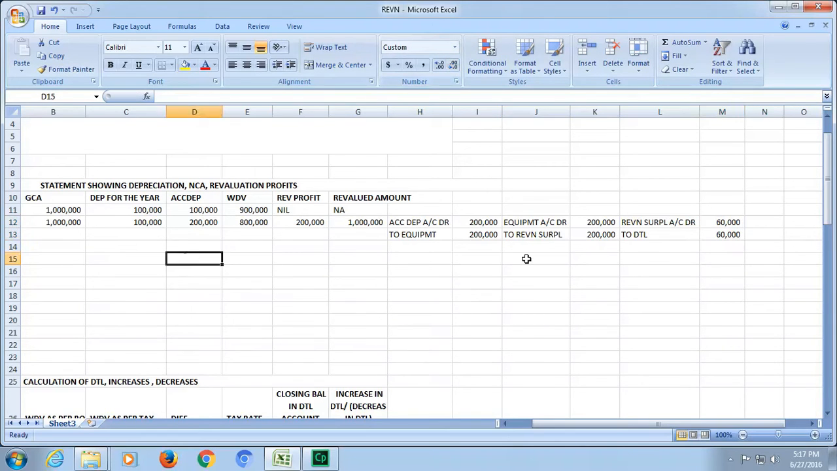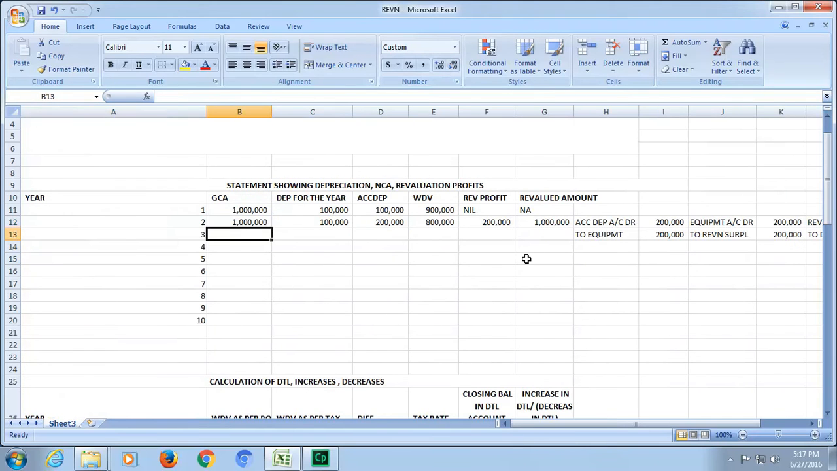Okay. Now we come to the third year. Now in the third year the gross carrying amount would be historical cost minus the accumulated depreciation figure, plus I have to add the revaluation profit to arrive at the new carrying amount of the asset.